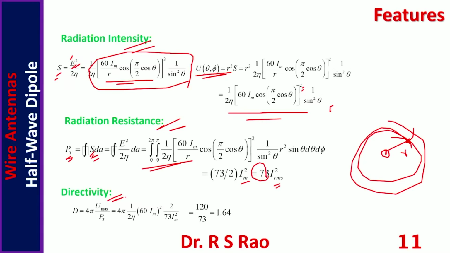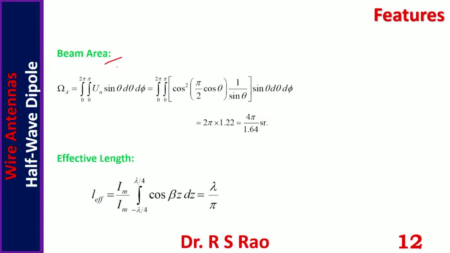Similarly, directivity can be determined. Directivity is given by 4 pi U max by PT. PT is already available while doing radiation resistance. We have determined PT. U max can be found from the expression U, which we have already obtained while computing radiation intensity. The maximum value of U is U max. Substitution gives us D as 1.64. So the half wave dipole directivity is 1.64. Radiation resistance is 73 ohms. Standard values. Beam area can be determined in two ways.